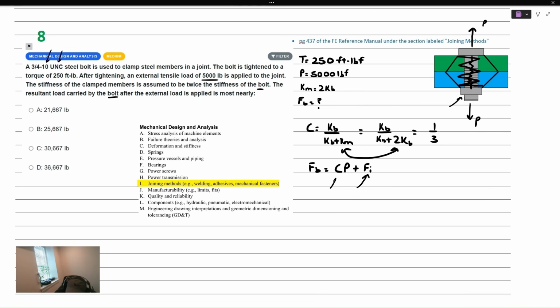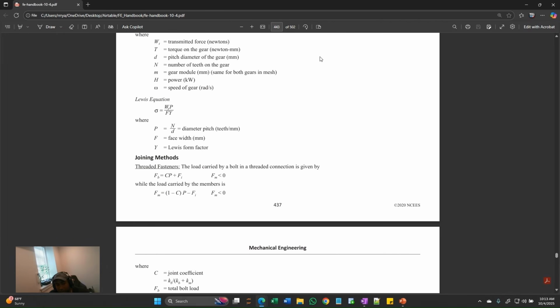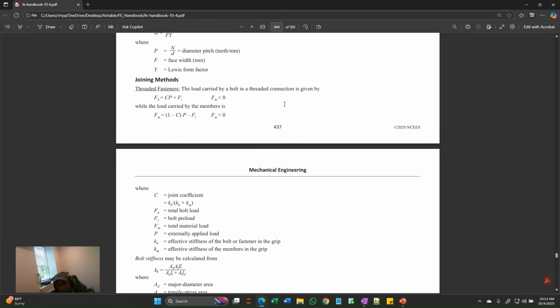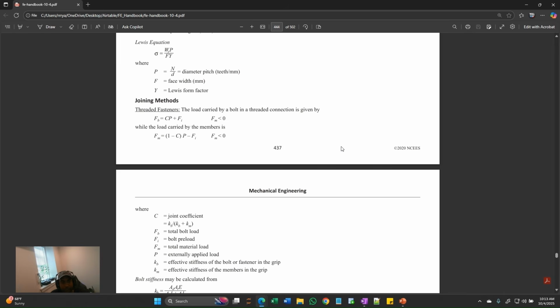There is a torque tension relationship that we can use to find the preload. We already have the joint coefficient and we have the externally applied load, so we should be able to solve this problem. Let's go ahead and check inside the FE reference manual to find that torque tension relationship. Okay, so we're on the FE reference manual here, page 437 of version 10.4.